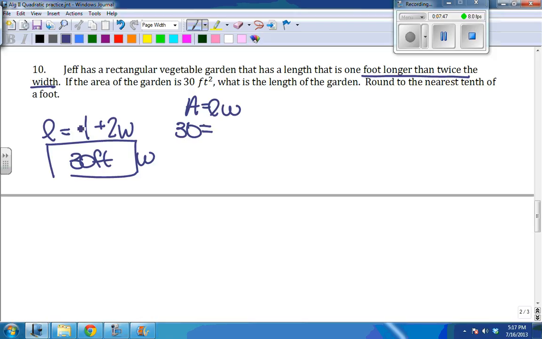So I've got my area for my length. Because I have an expression for my length, that's what I'm going to write down. I'm going to write down the 1 plus 2w, and that whole thing is my length. So I want to make sure I put parentheses around it so I know that whole expression is the length. And I need to multiply that by the width.